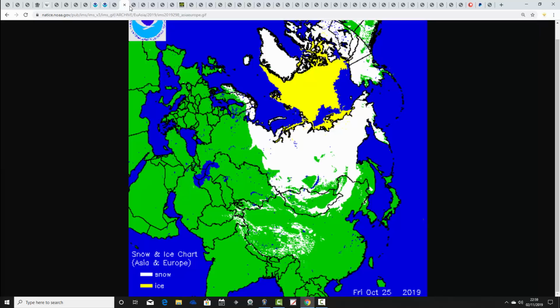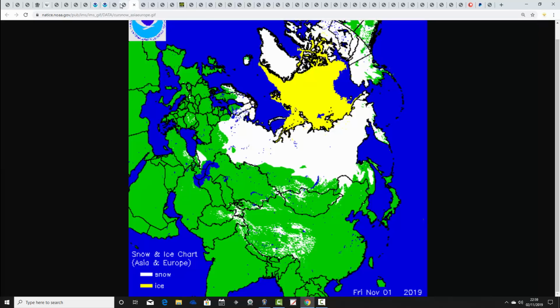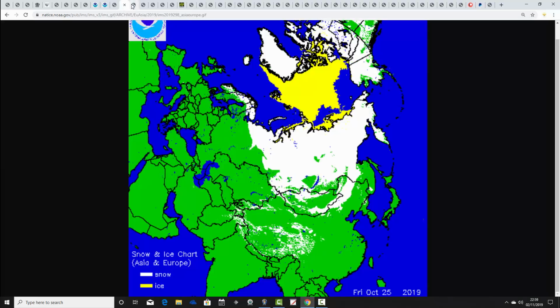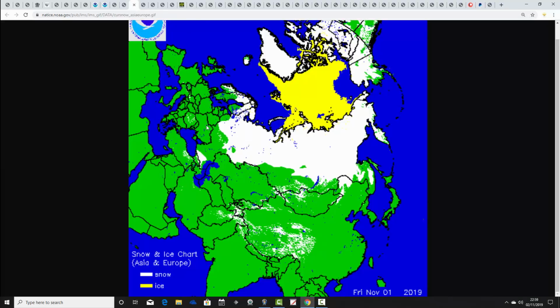Again, if we go back to last week and compare it to this week, look at the difference there between last week and this week in terms of that snow cover. A real surge has taken place in the closing week of October across much of Russia.